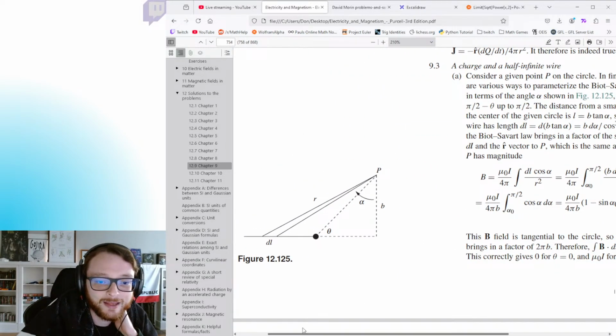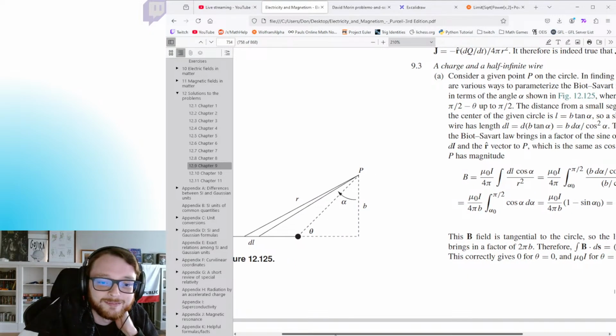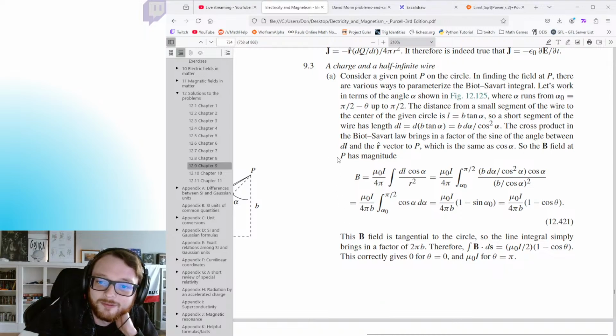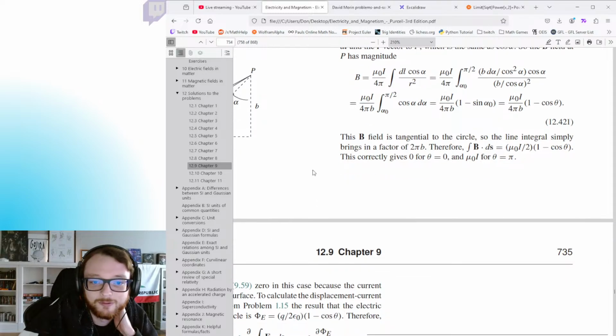Oh, they choose that. I don't like that choice of angle, but fair enough. They get a completely different integral, but that's okay because it's the right result. And the B field is tangential to the circle, like you said. Nice.